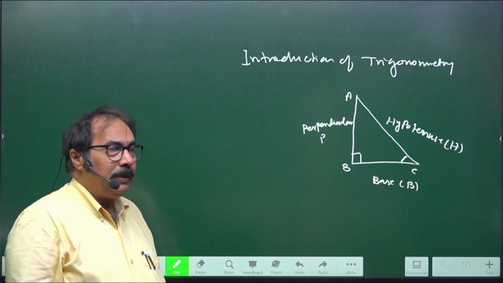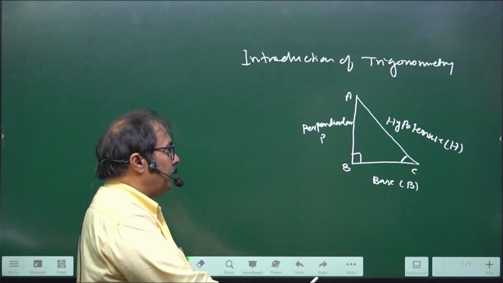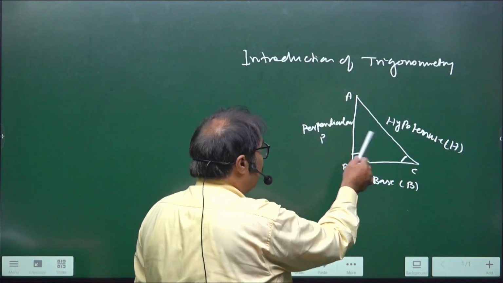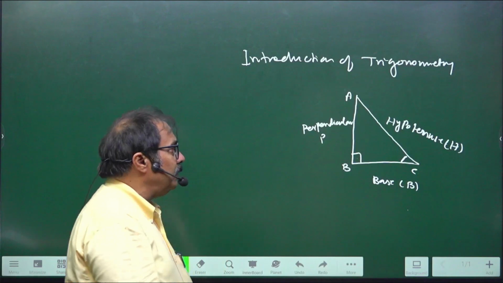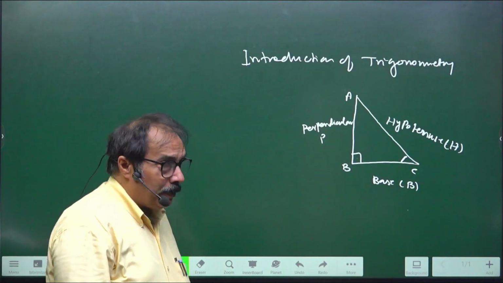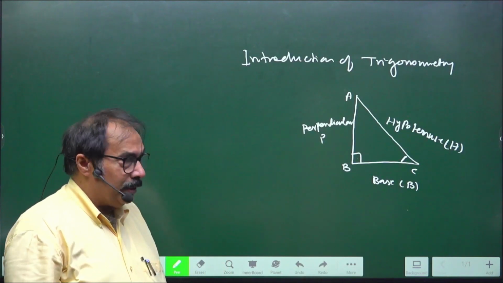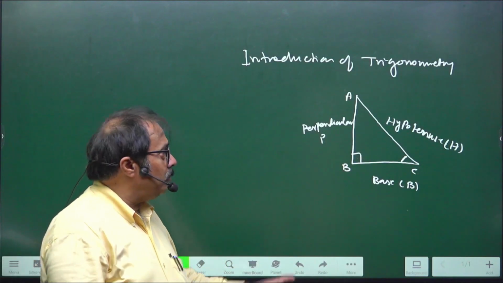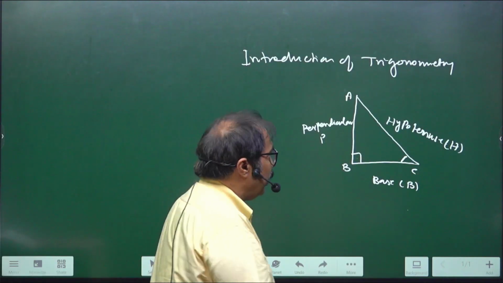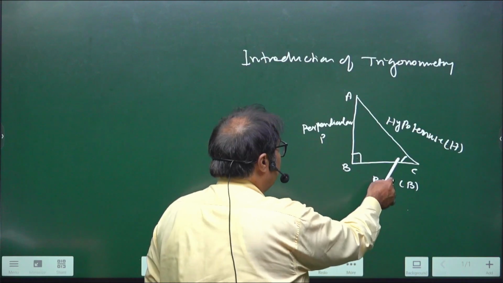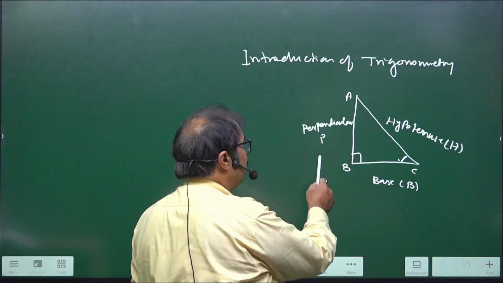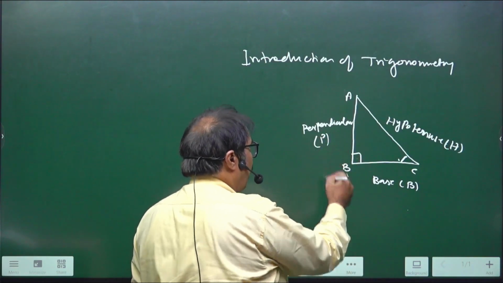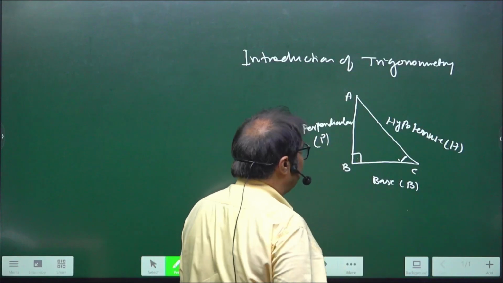So first of all, we have to understand which we will recognize, we will find which will be the hypotenuse, which will be the perpendicular, and which will be the base. So the side opposite to right angle 90 degree is always hypotenuse, and side opposite to given angle is perpendicular, which is denoted by P, and the remaining side is base.